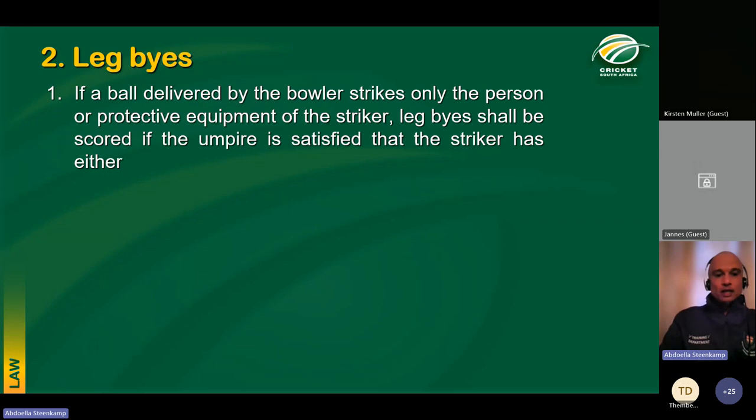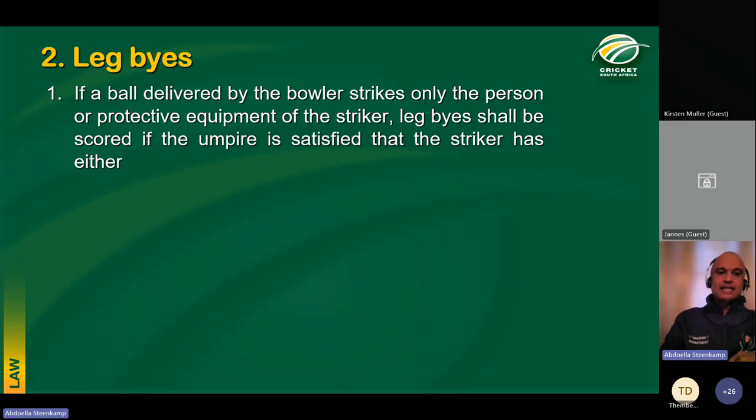Now again, a ball that gets delivered. This time, when it comes to byes, the ball should not touch the bat or person. When it comes to leg byes, the ball touches the person or the protective equipment of the striker. But there are two conditions that need to be met for leg byes to be given. So again, the definition of leg byes: the ball should strike the person or the protective equipment.